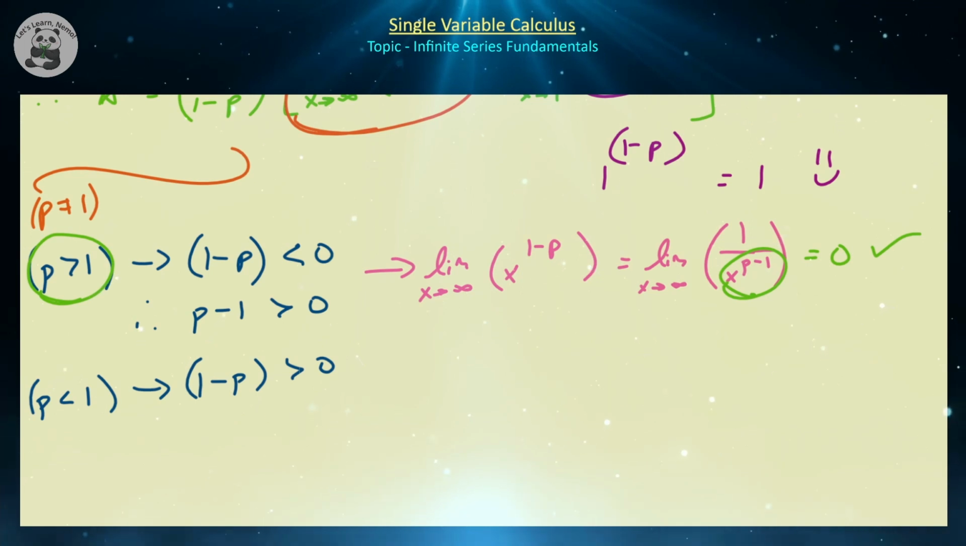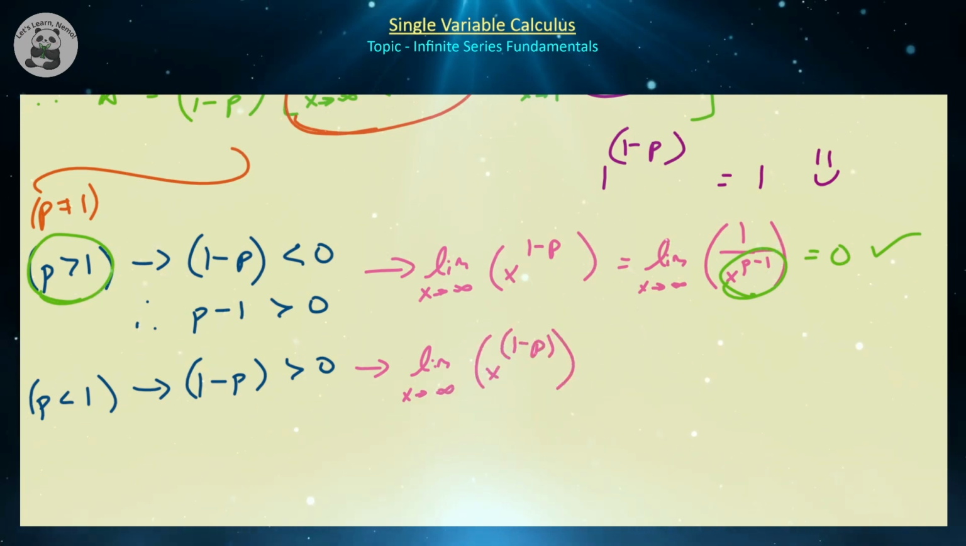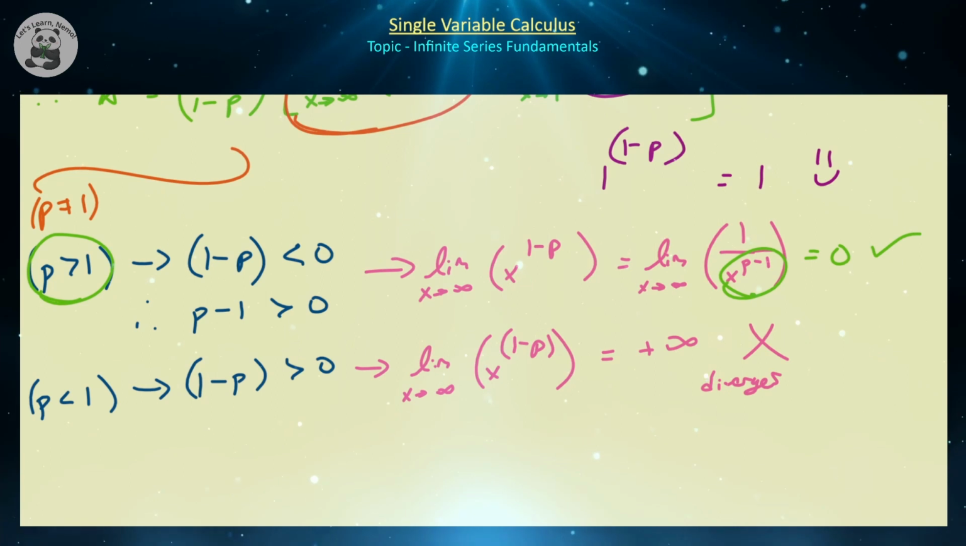So those are all going to be positive numbers. That means when we take the limit as x goes to infinity of x to the 1 minus p, this term is like x squared, x cubed, which means it's going to grow without bound, and in particular go to positive infinity, which is a bad thing, and hence that particular integral diverges, and hence the associated infinite series also diverges as well, right?